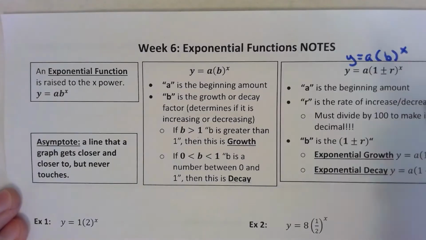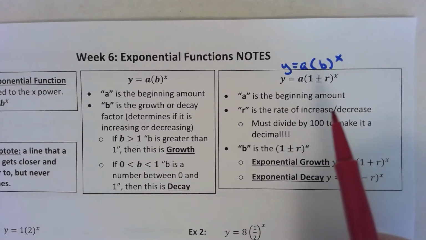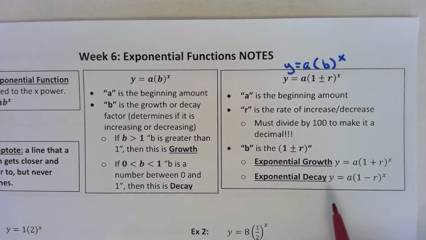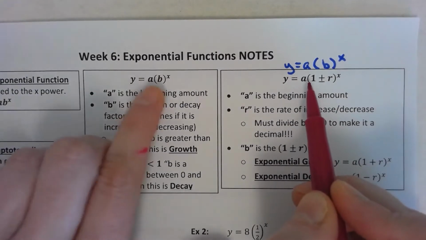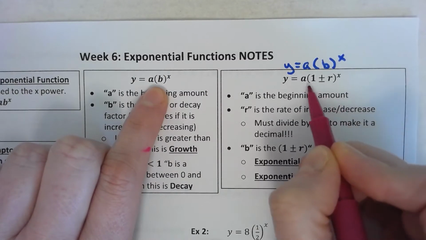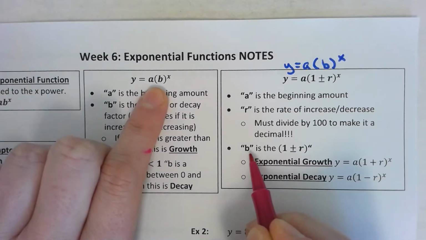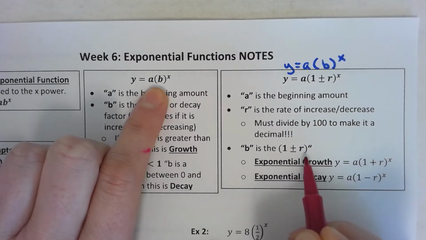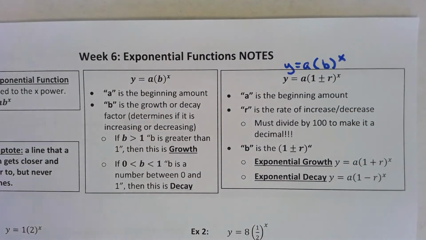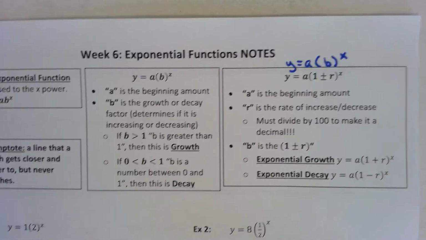Okay, so if you look over here, this is what we're going to use whenever we start talking about word problems. It is the same function that I have right here. It's just got a little bit more going on inside the parentheses. But that b value is the 1 plus the rate. And that is something that we are going to have to come back to here in a minute.